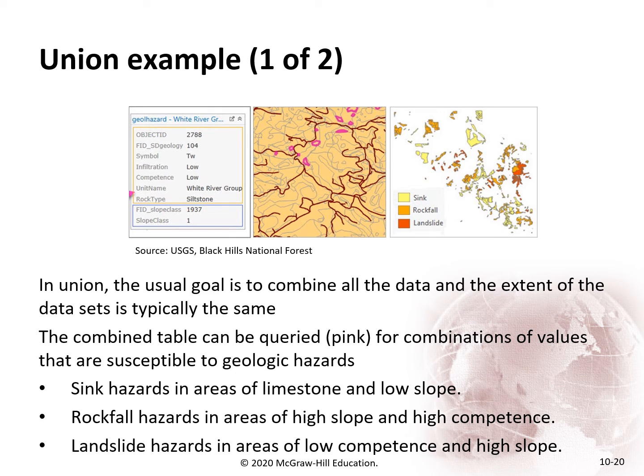So let's look at what that kind of looks like. In union, the usual goal is to combine all the data to the extent the data set is the same. For example, the combined table can be queried for combinations of values that are susceptible to geological hazard. And so what they've done here is they've looked at certain types of rock areas that they think are at risk for this, and you get the map that comes out of it because they've unioned the data, which means they've kept all the information from all the different things.